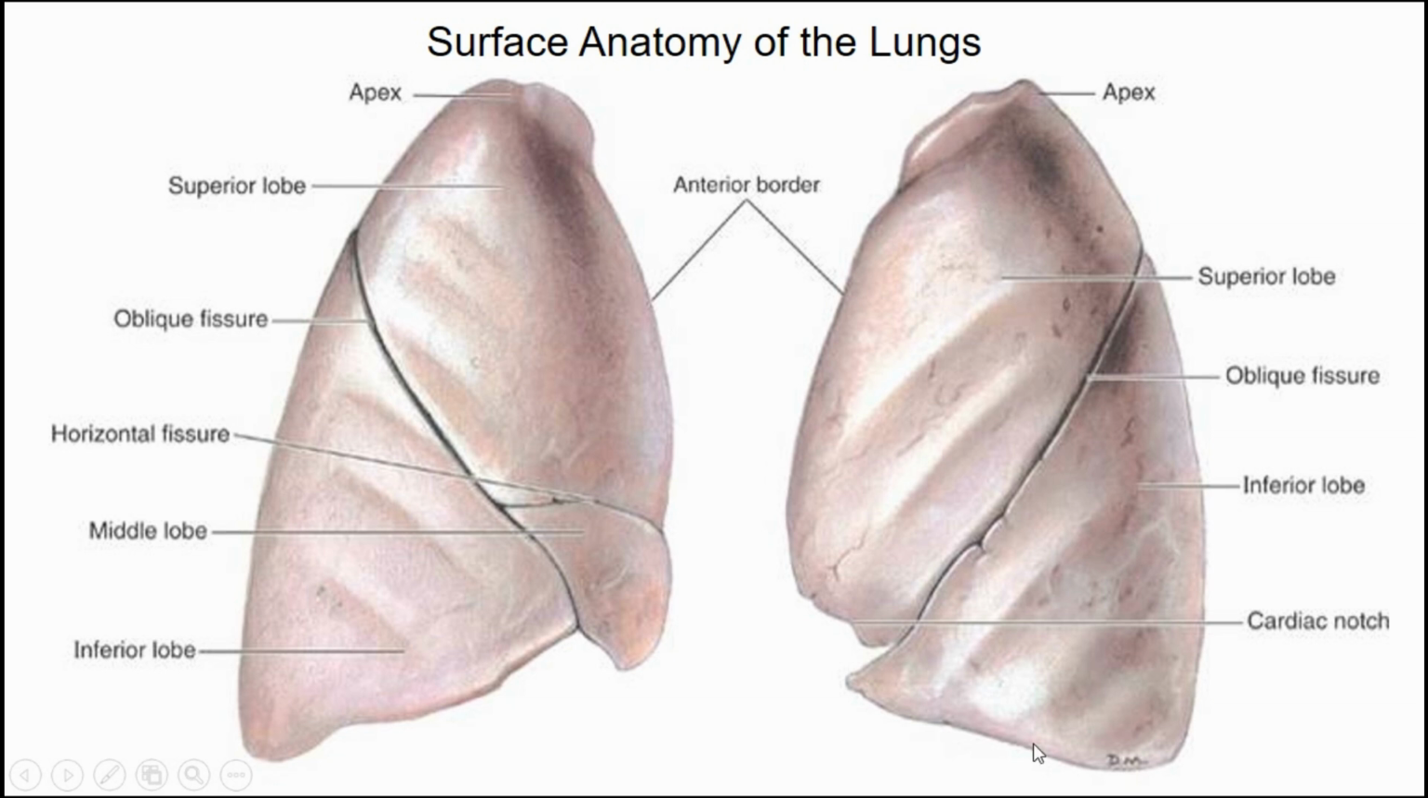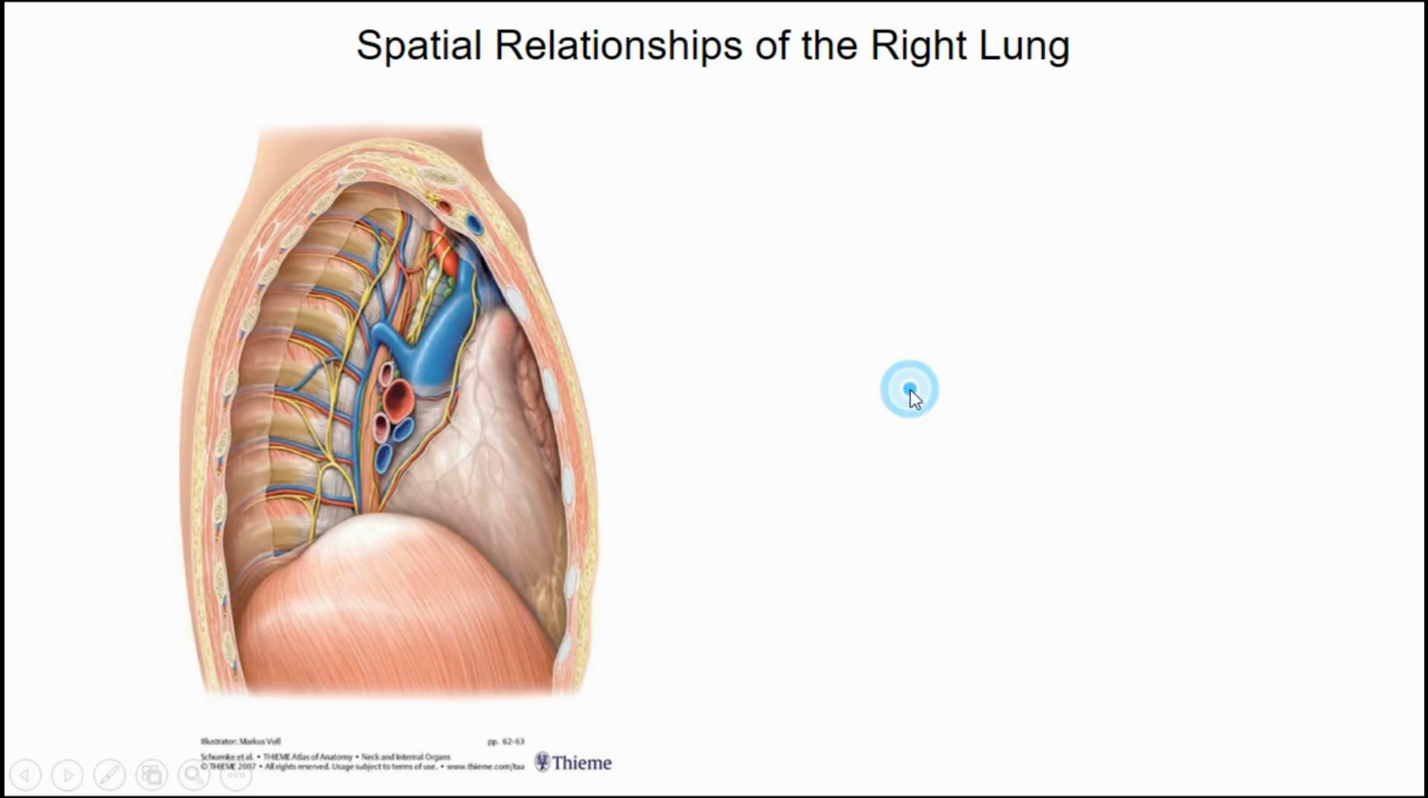Left lung is easy. Apex is up here, base is down here. We have a single oblique fissure separating the inferior and superior lobes. And there's a cardiac notch present here near the lingual region of the left lung's superior lobe, where it's kind of hanging over the apex of the heart.